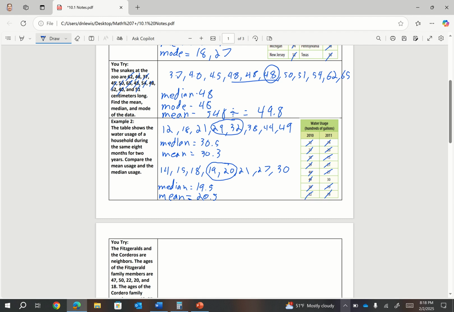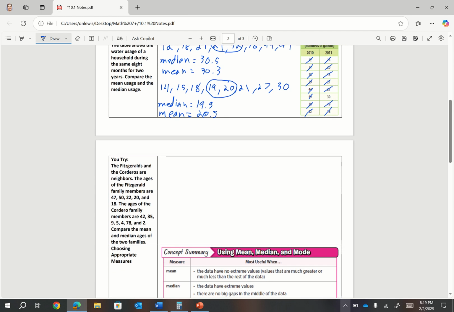All right. So if we were going to write a statement comparing the mean and median from both of these years, we could say that the median and mean from 2011 show that much less water was used in that year compared to 2010 or something like that. Okay?